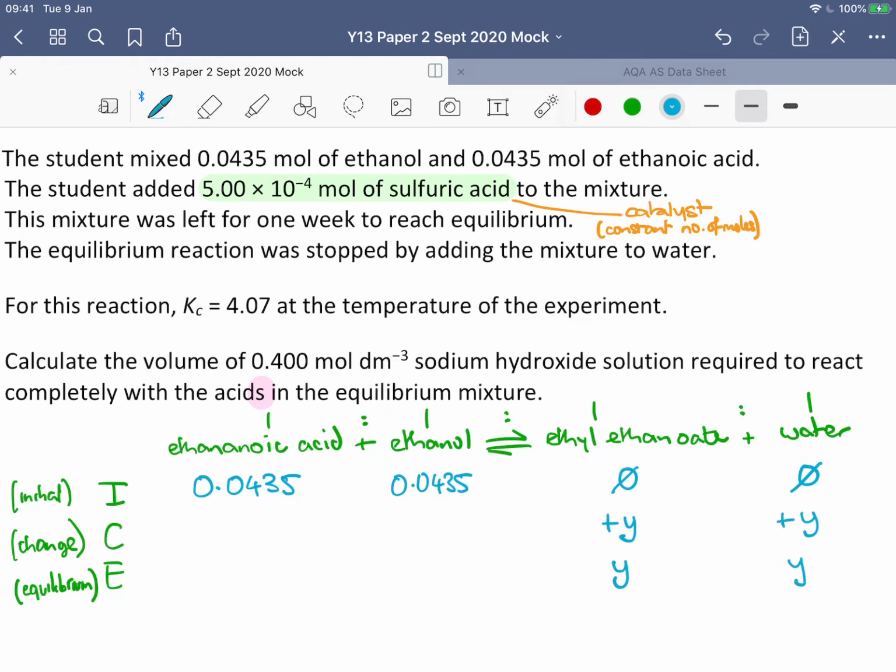If I go back to the left-hand side and I go to my ethanoic acid, it's a 1-to-1 ratio between ethanoic acid and ethyl ethanoate. So if my change of ethyl ethanoate is plus Y, my change in ethanoic acid must be minus Y. And that means that in my equilibrium mixture, there are 0.0435 minus Y moles. And ethanol, 1-to-1 ratio, so that must also be a change of minus Y, so that must also be 0.0435 minus Y.